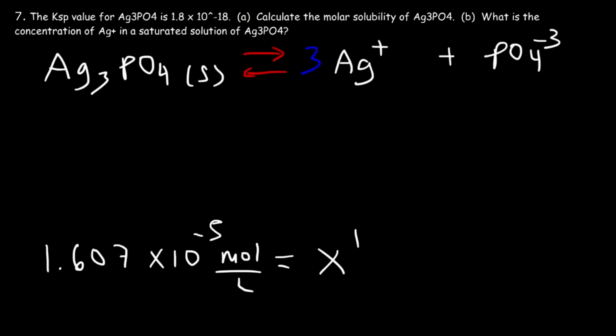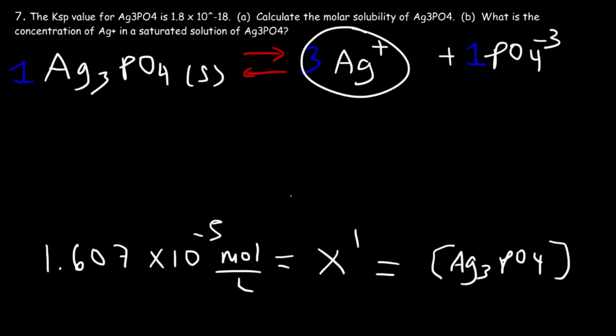So this was 3 and this was 1. Now keep in mind, X is the molar solubility for this substance, for Ag3PO4. So that's how much silver phosphate is dissolved in a solution, in a saturated solution. So what we need to do is convert it to this value. Notice that the ratio is 1 to 3. So we simply have to multiply our answer by 3.